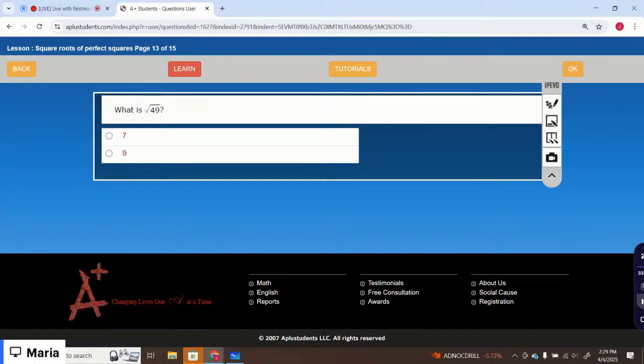What is the square root of 49? The square root of 49 equals 7. Option number 1 is the correct option.